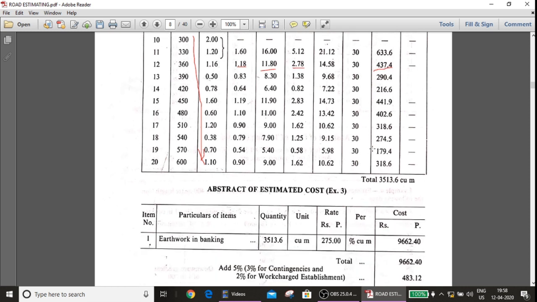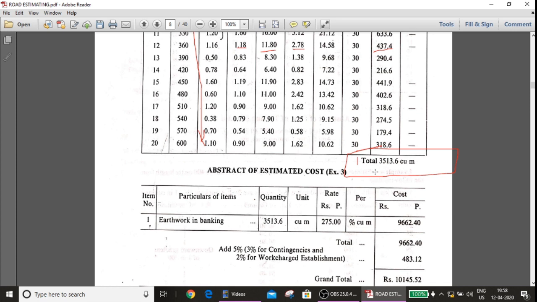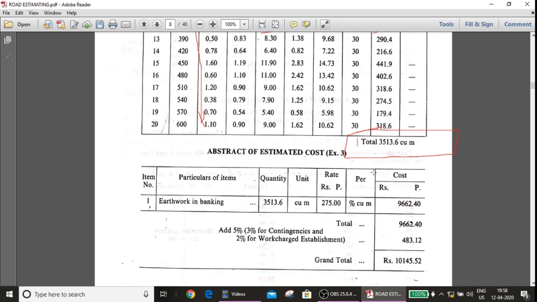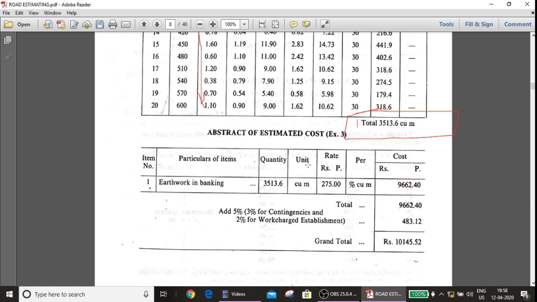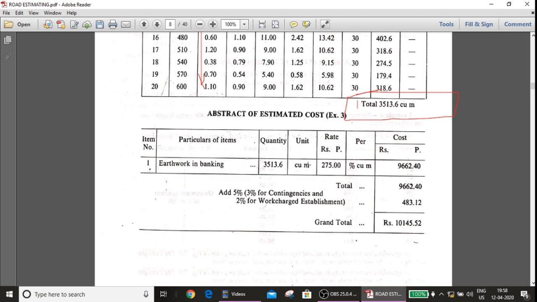Like this we have to calculate till 20. Then the total banking quantity we have to calculate, how much total we have got. Then we have to calculate the cost, abstract for estimated cost. So as we seen earlier, the abstract of estimated cost. Item number, particular of the item is earthwork in banking. Quantity we got 3513.6. Unit is meter cube. Rate they have given in the question as 275 per cubic meter.